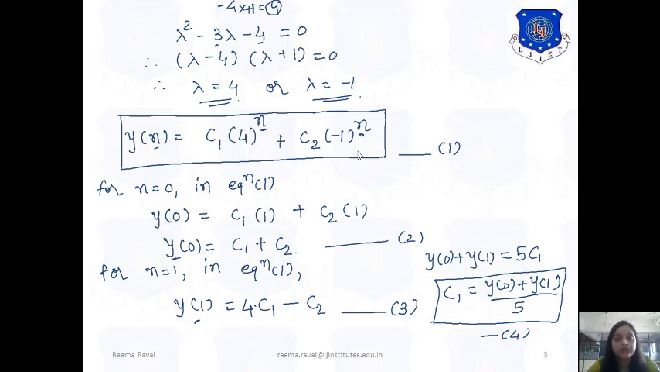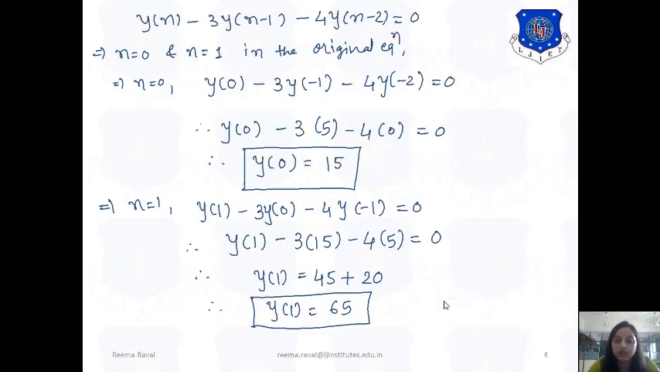Okay. Now we will find c1 and c2 to get the final output, that is y of n. Okay, so for that, first of all we need to place n equals 0 and 1 in this equation number 1 to get y of 0 and y of 1. By adding these two, we will get c1. Now the next step will be, we have to place n equals 0 and 1 in the original equation. So this will give us two equations, and using which we can find y of 0 and y of 1, because the values are given to you in the data, right?